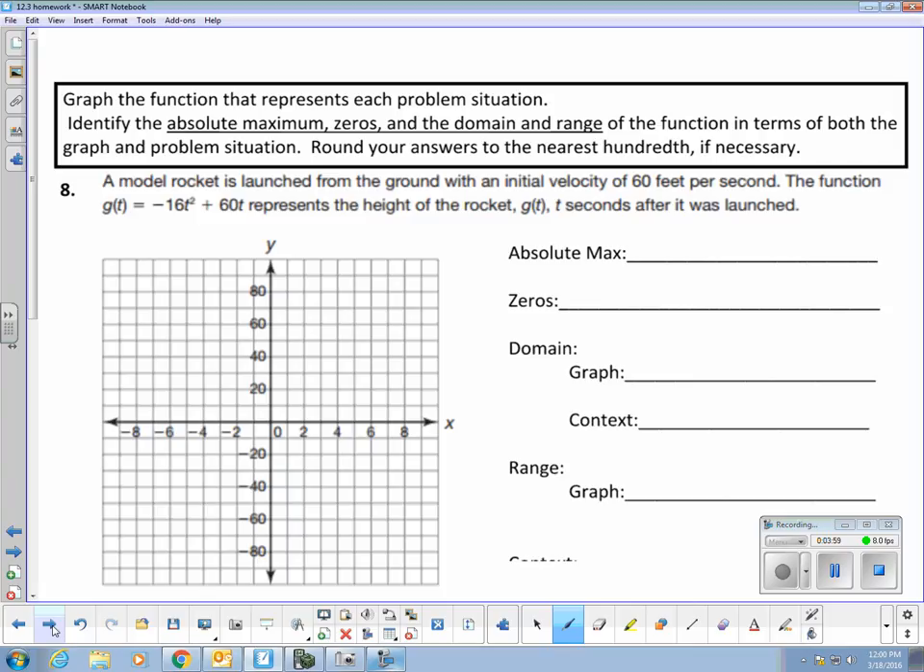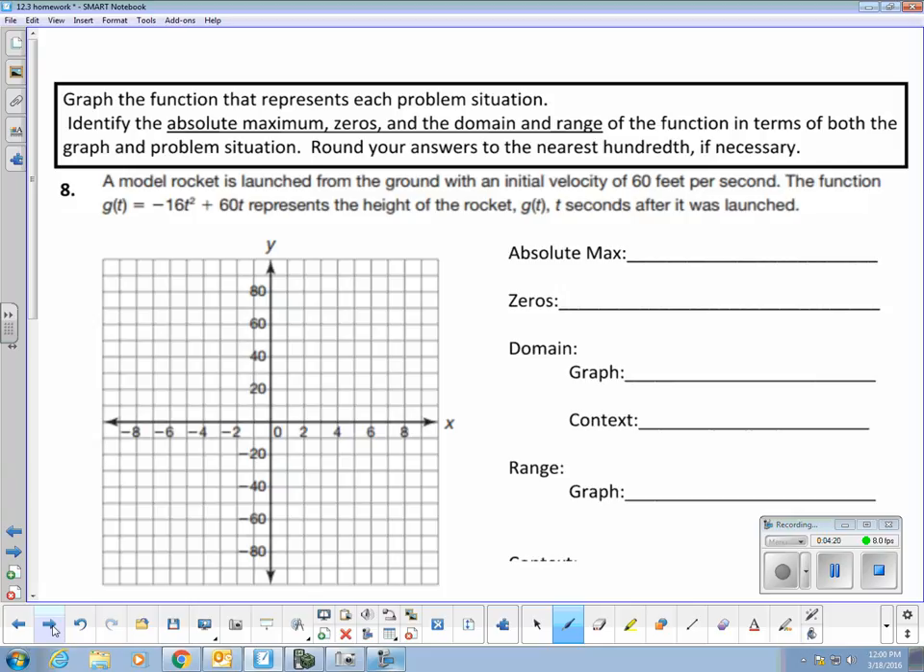So here we have to identify several key features of this model rocket as it's being launched from the ground. It has an initial velocity of 60 feet. And I notice we have to look for the absolute maximum, the zeros, the domain, and the range.